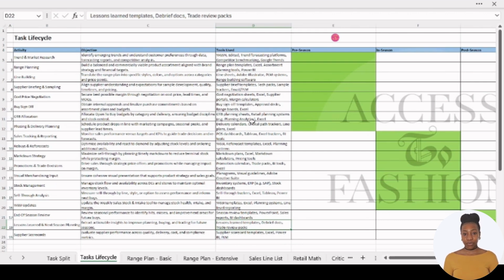templates, your debrief documents. Again, it will be very PowerPointy, pitch decky, because we're still in that thinking stage. It's very much presentery vibes. And then lastly, we have supplier scorecards. So the objective of this is to evaluate the supplier performance across quality, delivery, cost, and compliance.